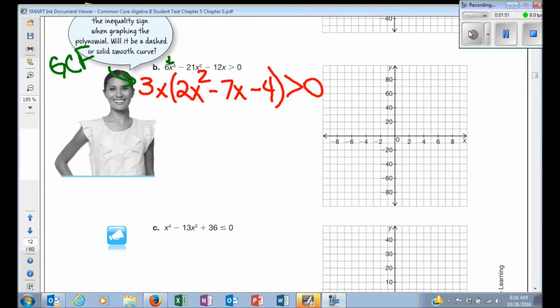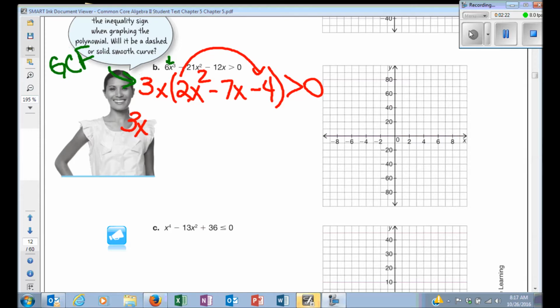Now, is this a perfect square? No. 2 is not a perfect square. Is it a difference of squares problem? No. Is a 1? No. I'm okay with that. Because I realize I have to multiply 2 times 4, and this is the longer way of factoring. It's not harder, just it takes a little bit more time.